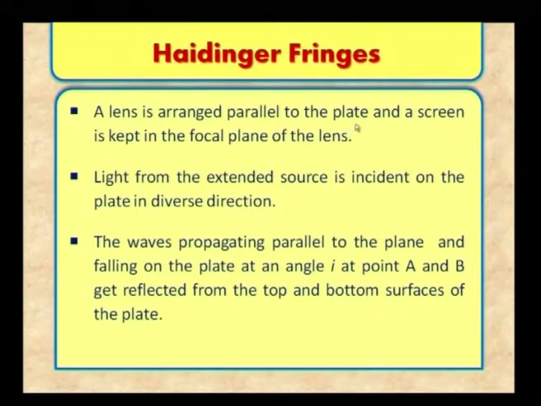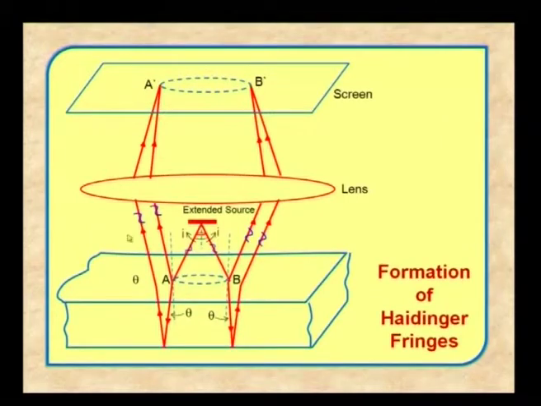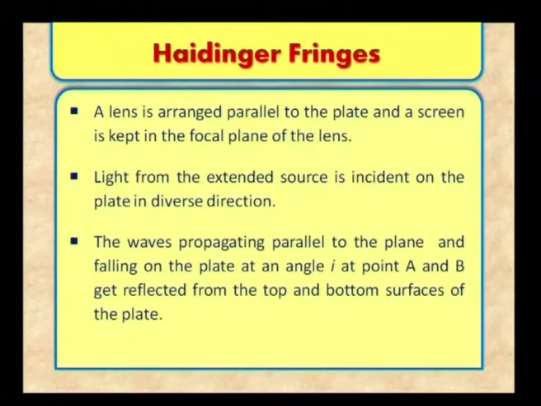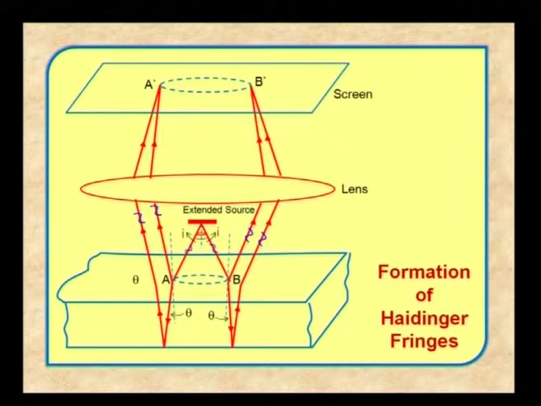So, a lens is arranged parallel to the plate and a screen is kept in the focal plane of the lens. Light from the extended source is incident on the plate in diverse directions. The waves propagating parallel to the plane fall on the plate at an angle i at points A and B. You see the points A and B, right? Points A and B get reflected from the top and bottom surfaces of the plate, as you have in the case of air wedge or Newton's rings. In both cases, there will be two reflections taking place, one at each surface. Here is the top surface, the other one is the bottom surface.